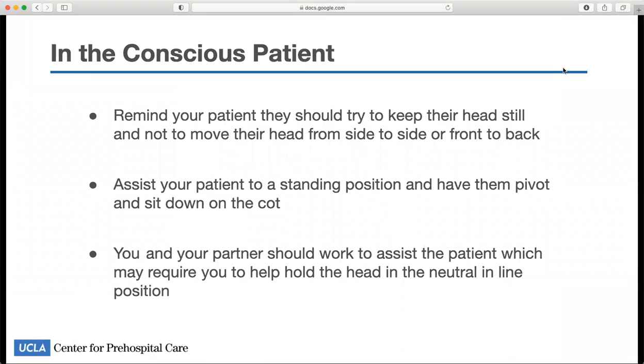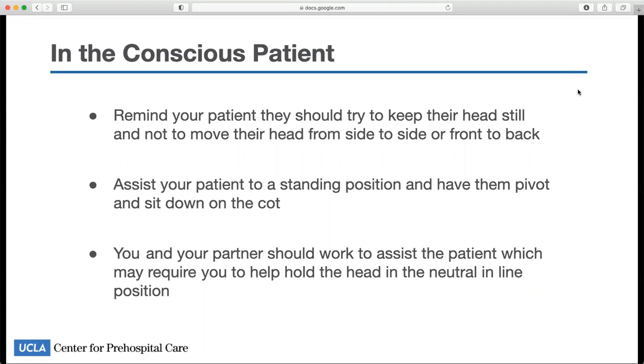Next, you need to decide how you're going to get your patient onto the ambulance gurney. In a conscious trauma patient, you should remind your patient that they should limit the movement of their head as much as possible. This means not moving their head from side to side or front to back. You will then assist your patient to a standing position, have them pivot and sit down on the ambulance gurney, which you have positioned as close to them as possible.